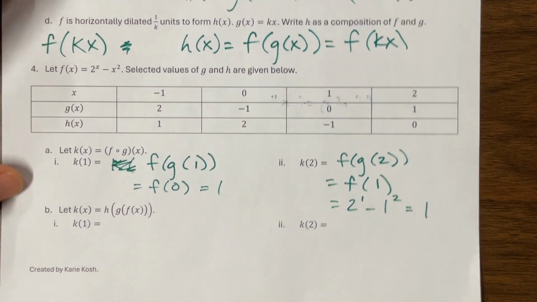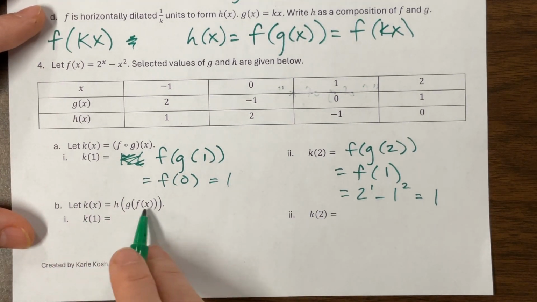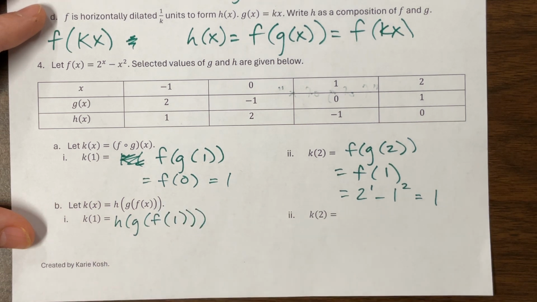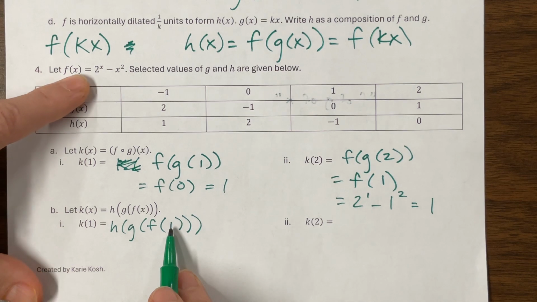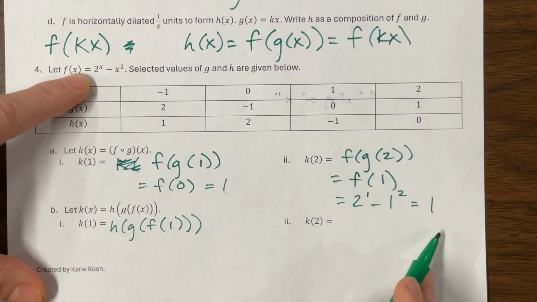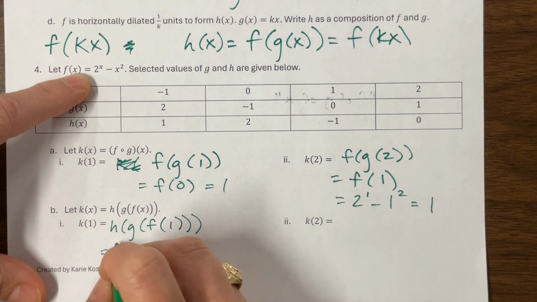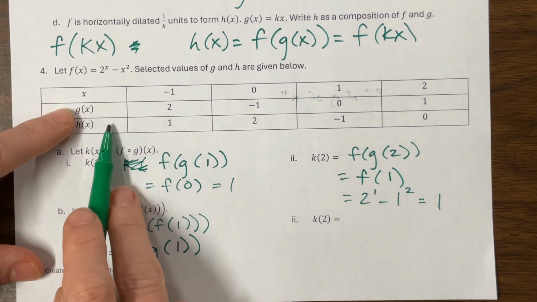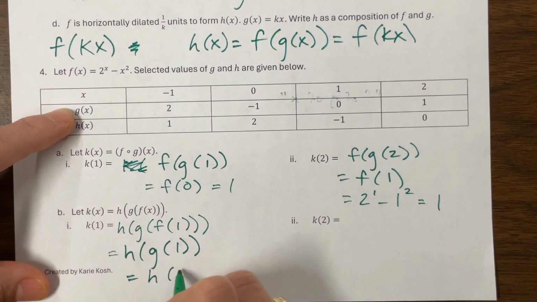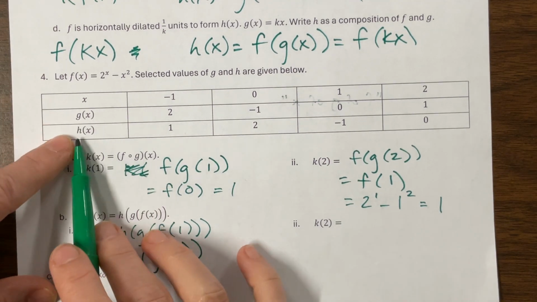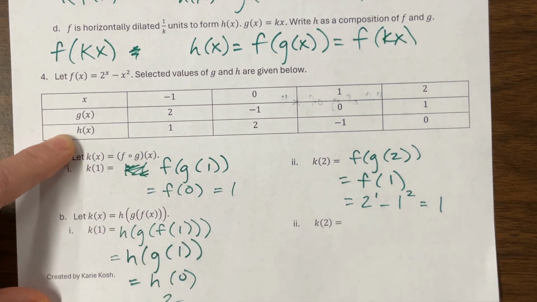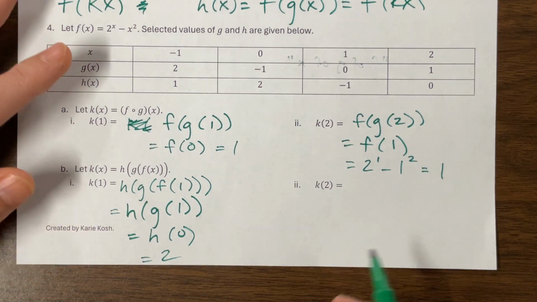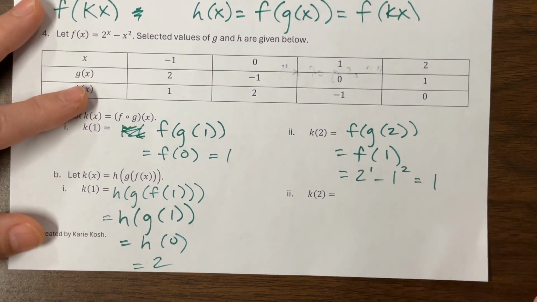Okay, the next one, our new k is h of g of f of 1. We just did f of 1. We said f of 1 was equal to 1, so this is going to be h of g of 1. g of 1 is equal to 0, so now this is going to be h of 0. h of 0 is equal to 2. I would argue this is tedious, but not necessarily difficult.